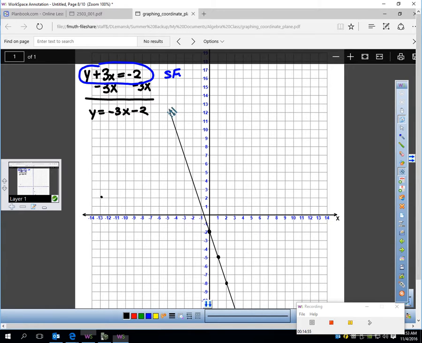And don't forget, when you're done, put an arrow at the end, because any point on this line would make this statement true. Okay? So, for example, I see the point negative 1, 1. If I plug in a negative 1 for x and a positive 1 for y, this is going to work out to negative 2.